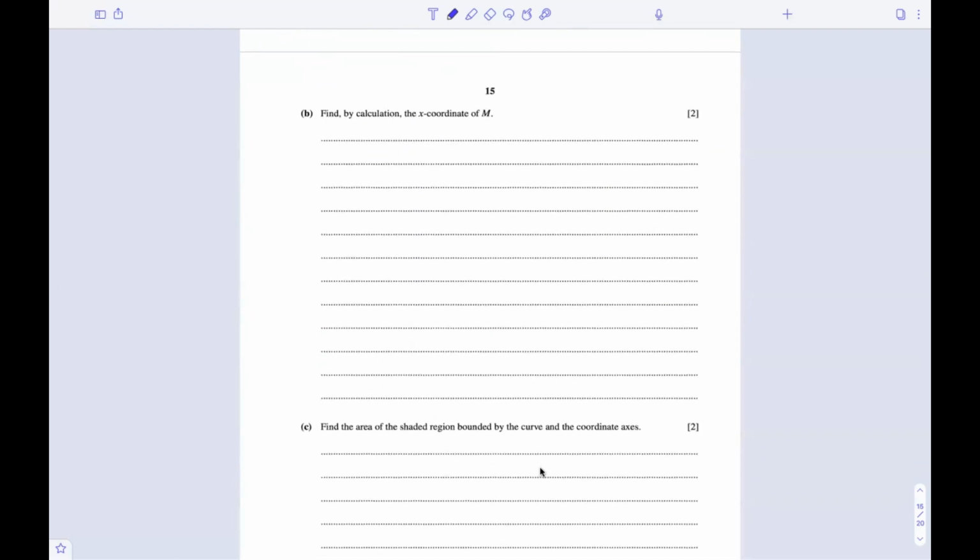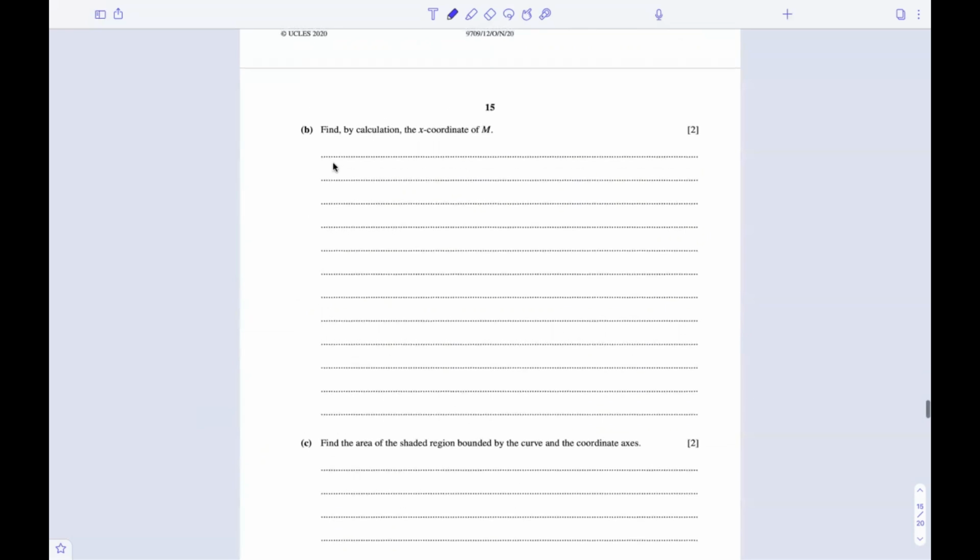Now in the next part, we have to find the x coordinate of m. As you know, m is the minimum point on the curve. So at that point, the dy/dx would be 0. So first of all, we can start off by writing that dy/dx would be 0 for the minimum point m. The dy/dx was 8 divided by (3 minus 2x) to the power 3, minus 1, is equal to 0.